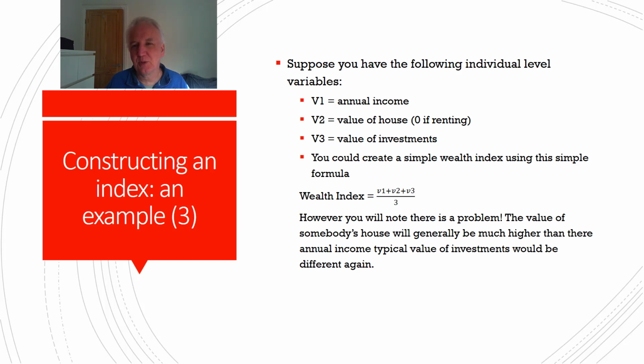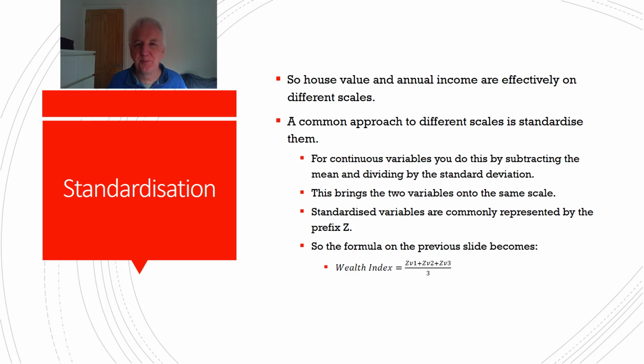Well, one approach to this, which is often used, is called standardization. House value and annual income are effectively on different scales, and if you standardize the variables, then it brings them all onto the same scale. For continuous variables, you do this by subtracting the mean and dividing by the standard deviation. For ordinal variables, you might use the median and the interquartile range. It's a very simple calculation, and it creates variables which are measured essentially on the same scale. They'll have a mean of 0 and a standard deviation of 1. This brings all of the variables onto the same scale.